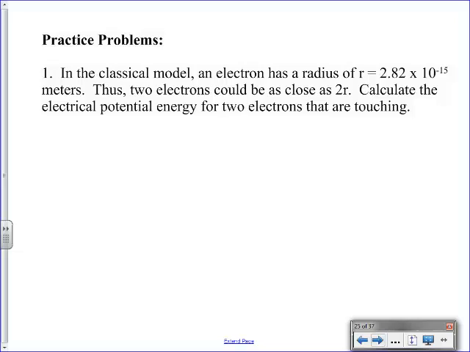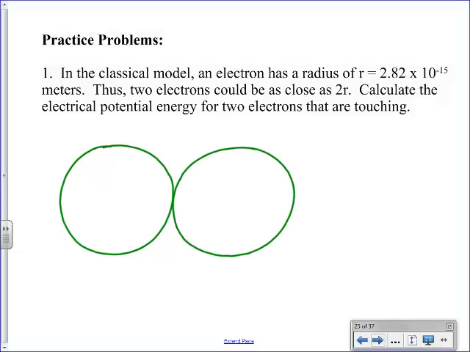Let's do a practice problem or two. The first one says, in the classical model, an electron has a radius of 2.82 times 10 to the negative 15th meters. Thus, two electrons could be as close as 2R. Calculate the electric potential energy for two electrons that are touching. Okay. Well, this certainly is the classical model, and the more we learn about subatomic particles, the more complicated it gets. But let's go with it, just for the sake of practice.